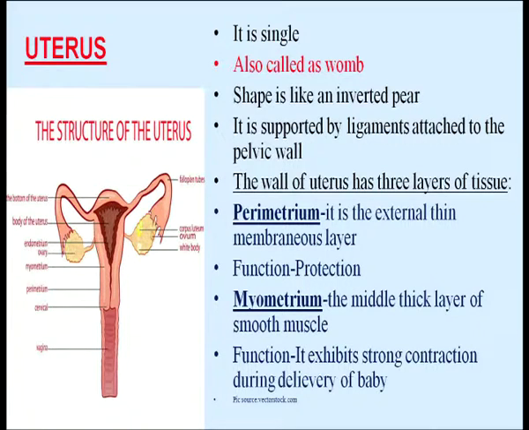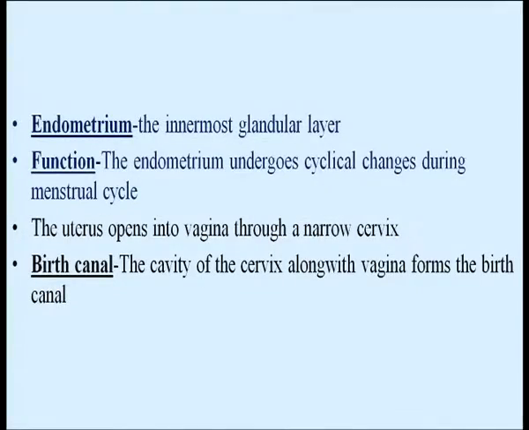The outermost layer is called perimetrium. It is the external thin membranous layer and performs the function of protection. Myometrium, the middle thick layer of smooth muscles, exhibits strong contraction during the delivery of the baby, which is called parturition. The last layer but not the least, endometrium, is the innermost glandular layer and performs the very important function of cyclical changes during the menstrual cycle.